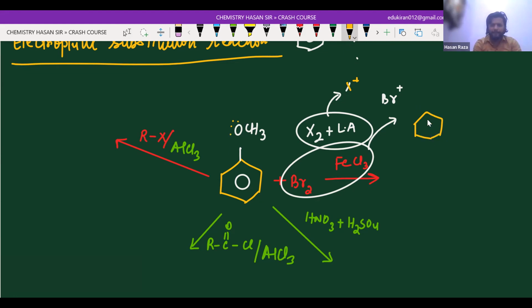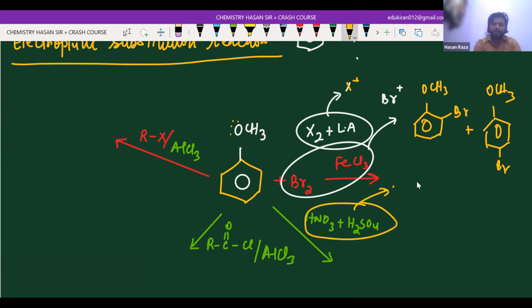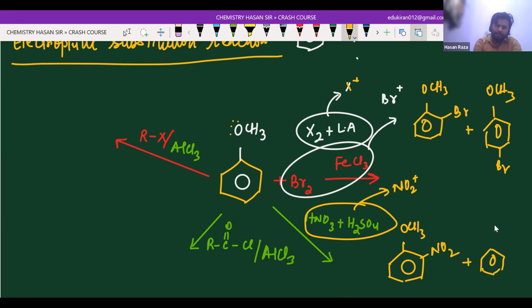The product will be like this. This is your ortho bromoanisole, and then para bromoanisole. Again, if you are going to do this, you know that there will be generation of an electrophile that is NO2 plus, which has the name nitronium, and this NO2 will be attacking at two positions. This is your OCH3, so there will be NO2, and then there will be at para, and this is your para. Para is more stable. Then if you are going for this, you know.